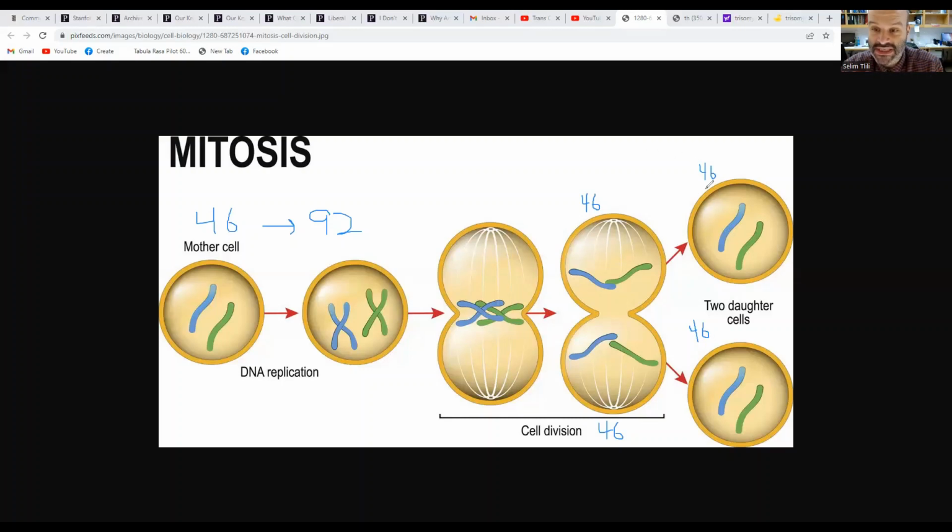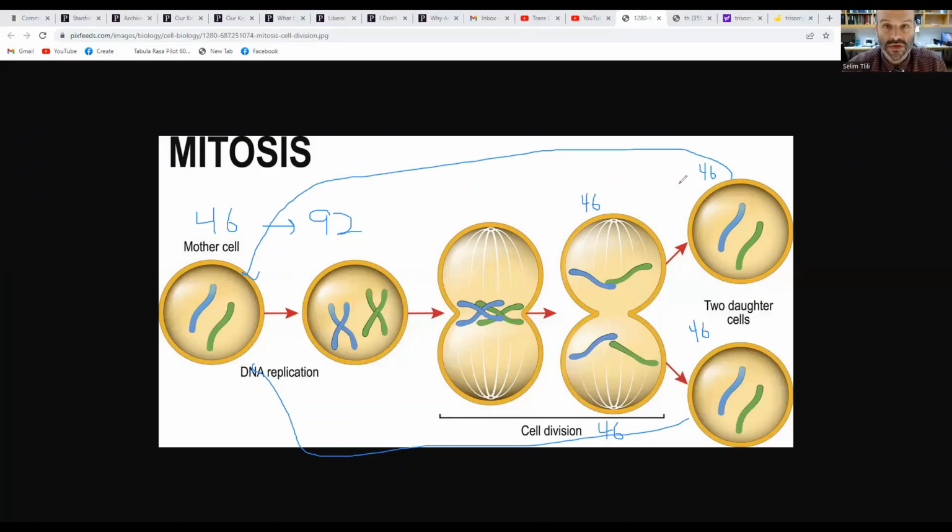So as you can see, this is a cycle. This cell will at some point grow and will replicate this phase again on its own. Likewise, this cell will inevitably replicate and undergo this process. So all of your cells will do this over and over again at different speeds.